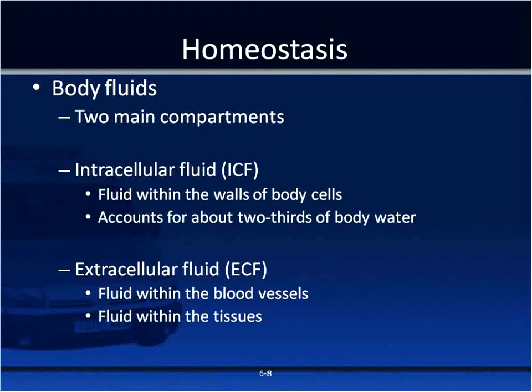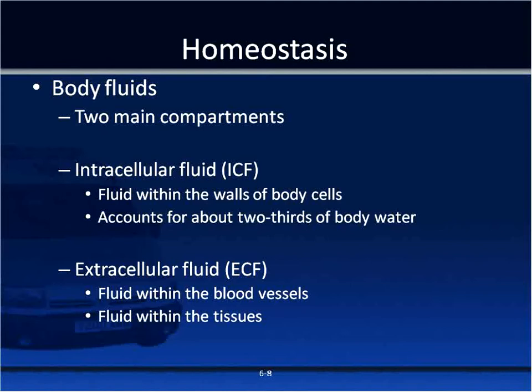Body fluids are housed in two main compartments. The intracellular fluid, which is referred to as ICF, compartment is actually many small compartments because it's made up of the fluid contained within the walls of the billions of body cells. The intracellular fluid accounts for about 2/3 of the body water.